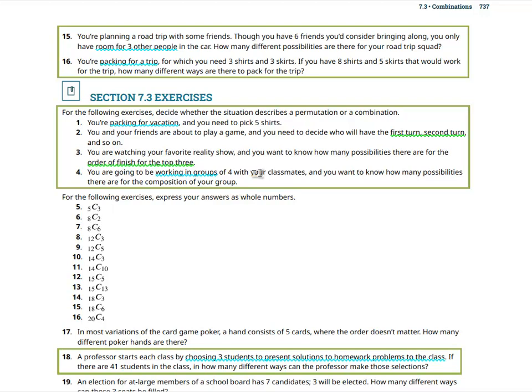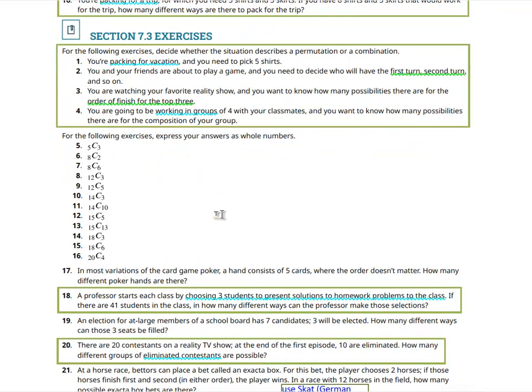Working in groups with your classmates, groups of 4 with your classmates. How many possibilities? Well, it's a combination unless you have a certain seating order, but you probably don't when you work in groups. Or unless actually you assign certain tasks. Everyone has a different task. Now it again kind of matters. But the way it's worded here, it's a combination.